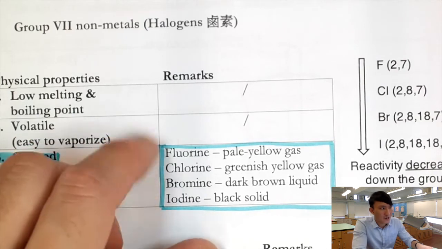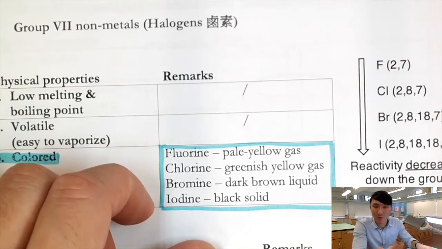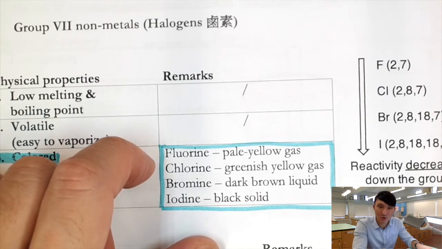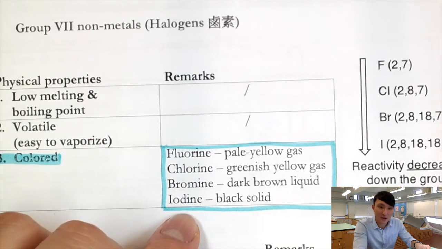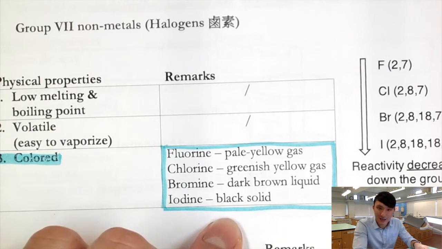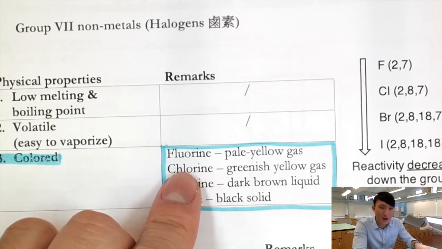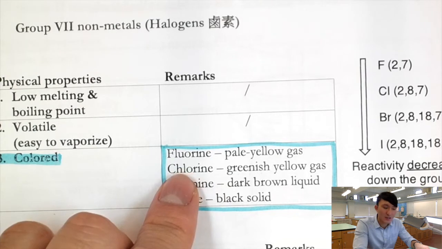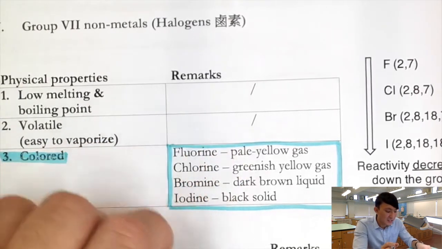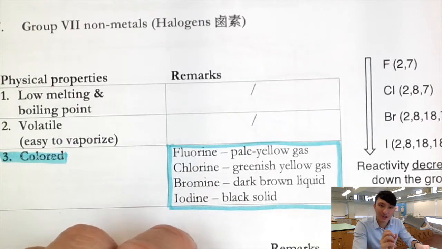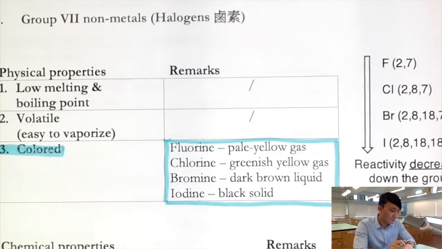Okay, some of them are able to mix with water to form a solution. And when they mix with water to form a solution, they may have different colors. For example, iodine, when it dissolves in water, has a brown appearance. It has a brown color. So it is no longer black, right? Chlorine, when it dissolves in water to form a solution, the solution is colorless. So these are the colors of the elements only, okay?